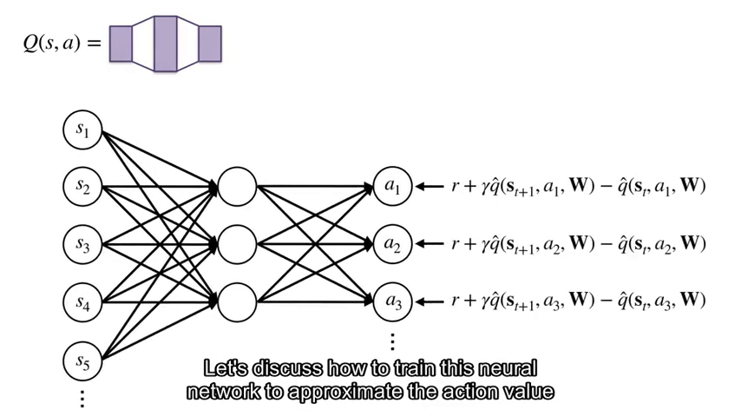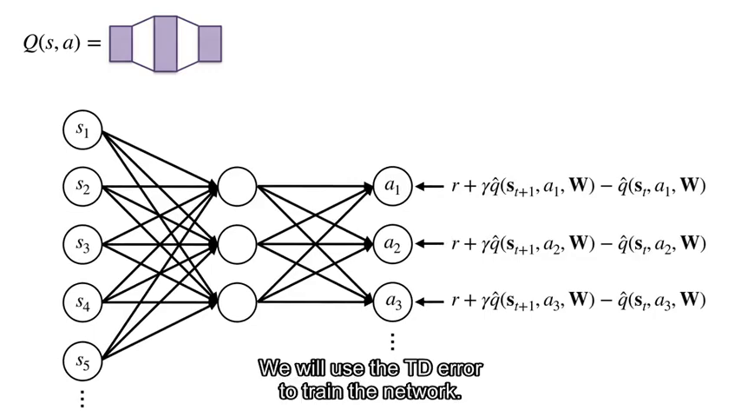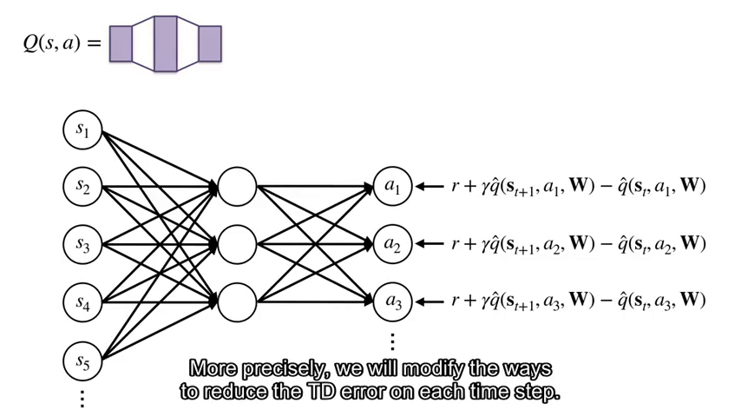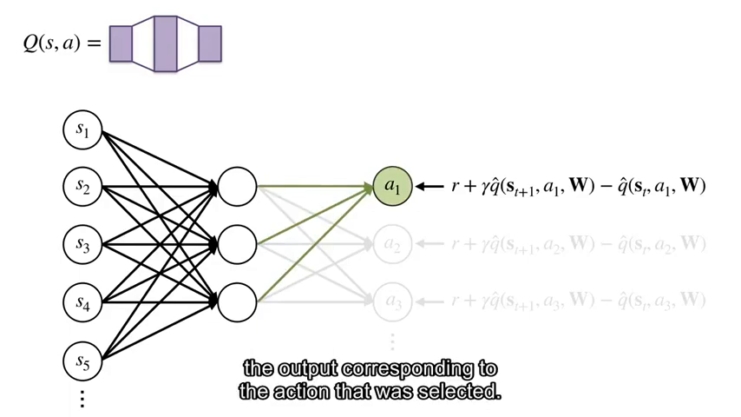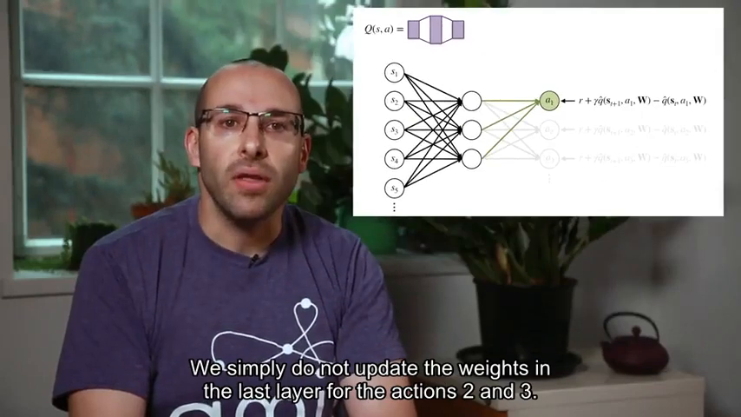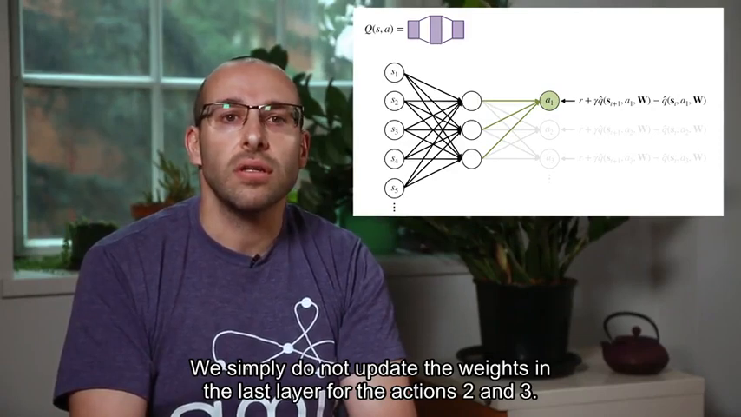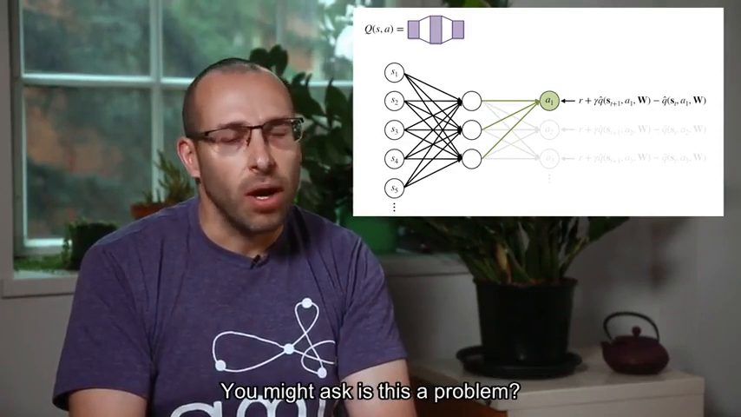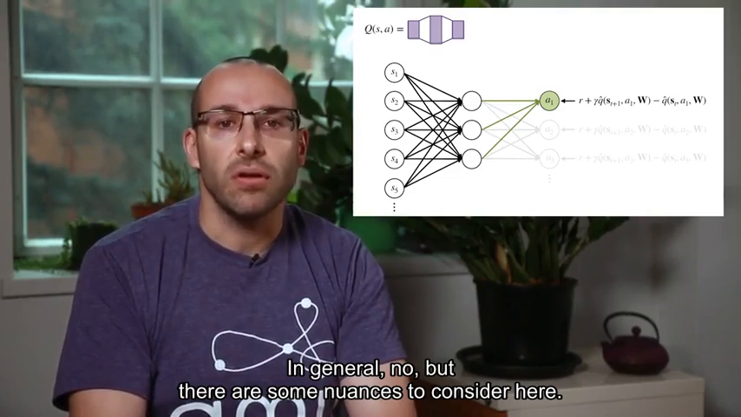Let's discuss how to train this neural network to approximate the action value function. We will use the TD error to train the network. More precisely, we will modify the weights to reduce the TD error on each time step. We will only update the weights for the output corresponding to the action that was selected. We simply do not update the weights in the last layer for the actions 2 and 3. You might ask, is this a problem? In general, no, but there are some nuances to consider here.